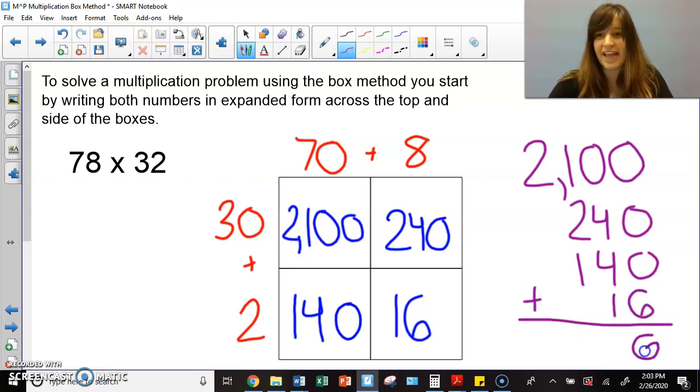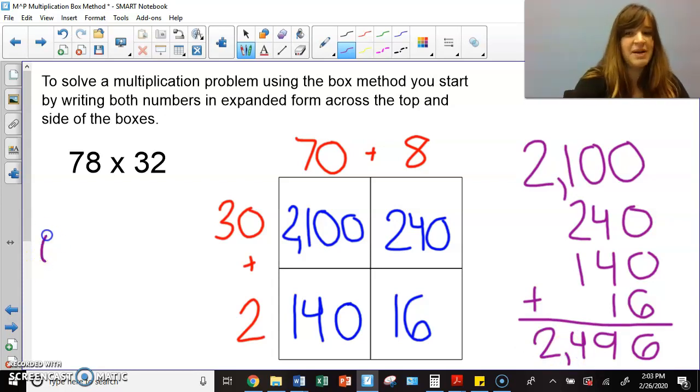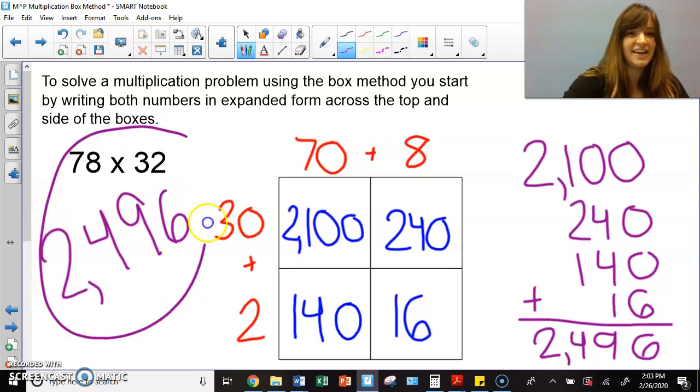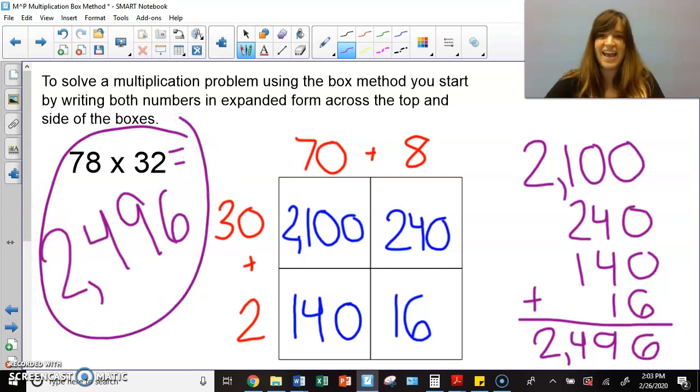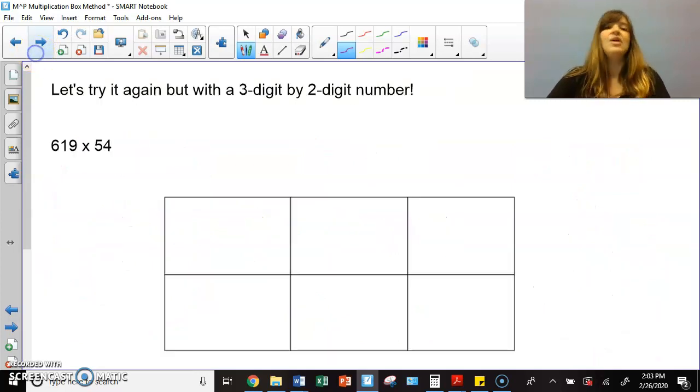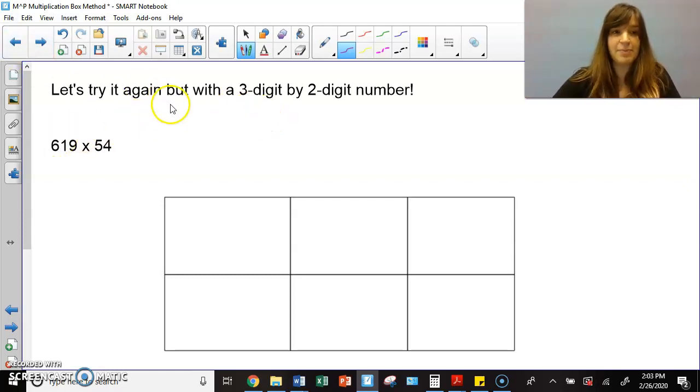So when I add this up, I get 2,496. So my answer to 78 times 32 is 2,496. Okay? And that's how I use the box method to solve that. We can do it with even larger numbers. So let's say we have 619 and 54. I'm going to break 619 into expanded form.